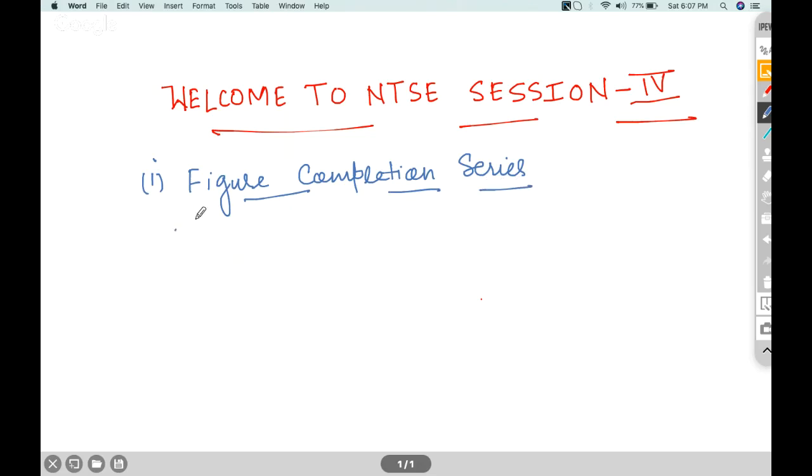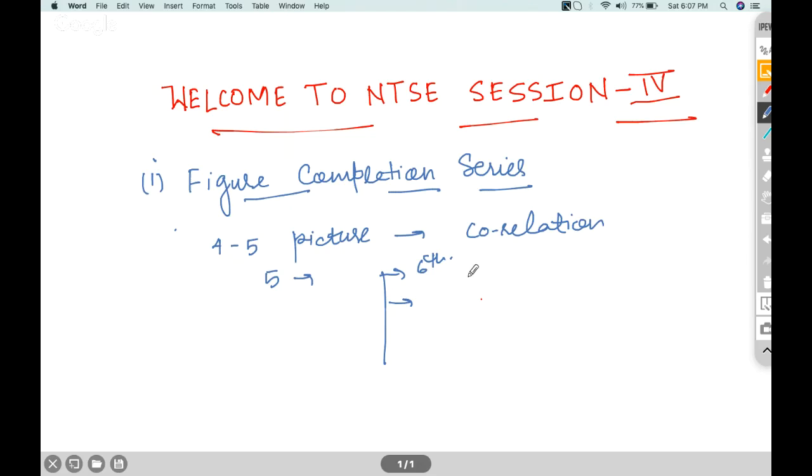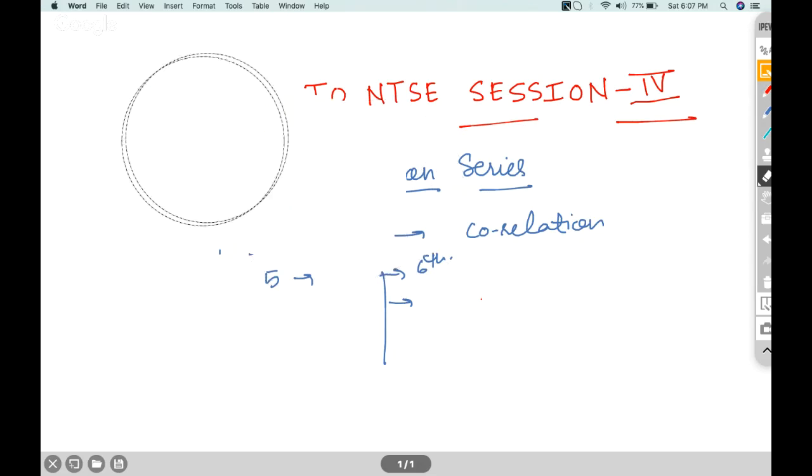So in figure completion series, what will happen is you will be given 4 to 5 pictures, and there would be some correlation between them. Suppose 5 pictures have been given. In the options, the sixth picture would be given, and you will have 4 or 5 options. So for that matter, let me give you an example. I'm just writing it on the board. The example is like this.